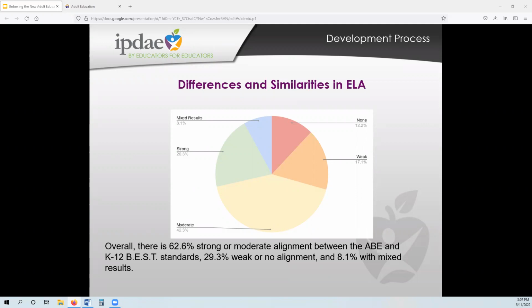I'm going to pass it back to Molly in just a minute, but I want to highlight that the findings from this report then really served as the starting point for thinking about which content and skills to prioritize in any new or revised set of adult basic education standards.